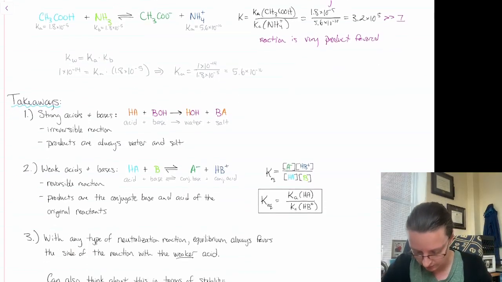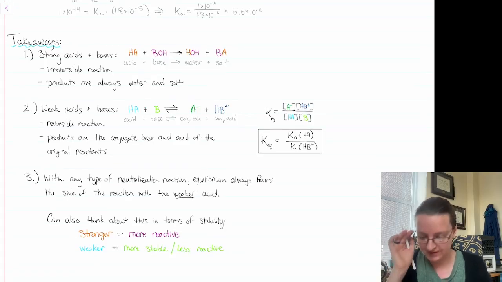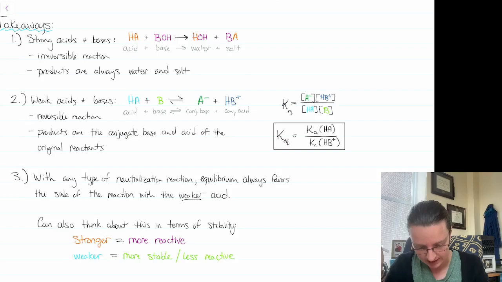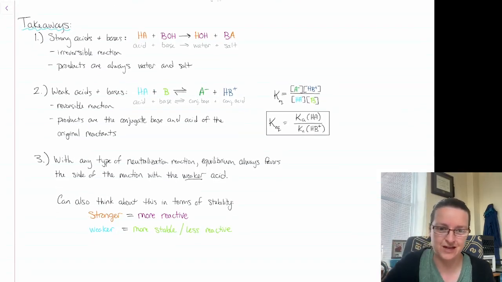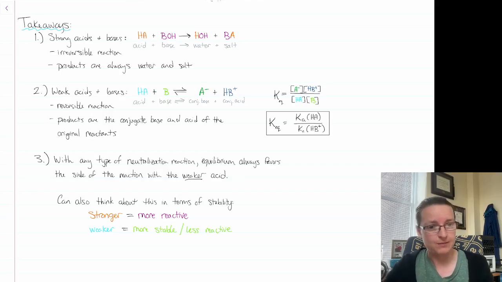Okay. So that's all the content we were hoping to get through for this segment. I hope you've learned a couple of takeaways when it comes to dealing with neutralization reactions. Again, when we're talking about strong acids and strong bases, you can always expect that one of the products is going to be water, the other product is going to be a salt. And because these are strong acids and bases, we consider them to be irreversible reactions. With weak acids and weak bases, it's actually a reversible reaction. You should always draw that equilibrium arrow. And the products are going to be whatever the conjugate bases and acids are of your original reactants.